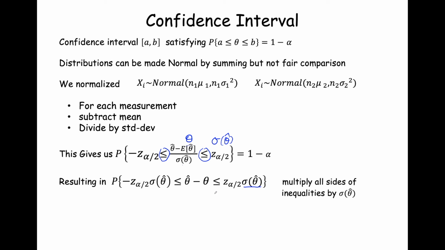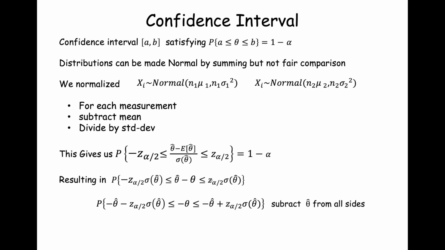So now that we do this, we're going to make another operation. We're going to subtract theta hat from all of the sides of the inequality, from the center, from the left, and from the right. So let's do that. If we subtract theta hat from the center, well, that's theta hat minus theta hat, that goes to 0. If we subtract theta hat from the left-hand side of the inequality, well, we have a minus theta hat down here. And then if we subtract theta hat from the right-hand side, we have a minus theta hat out here.